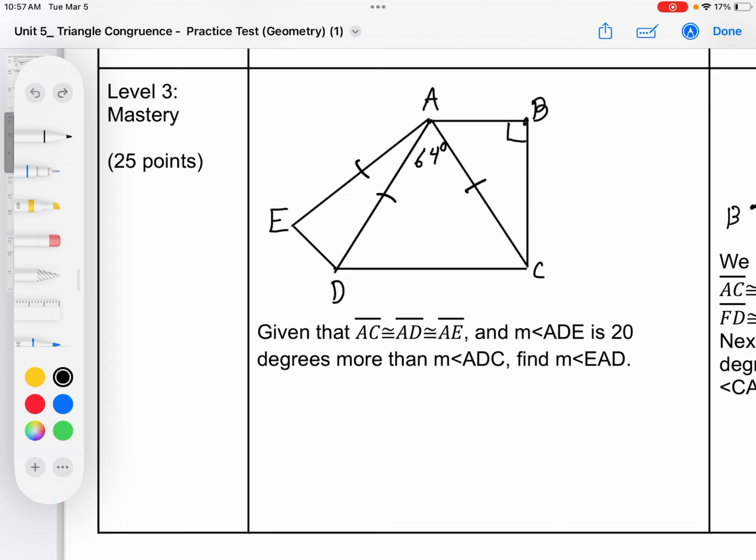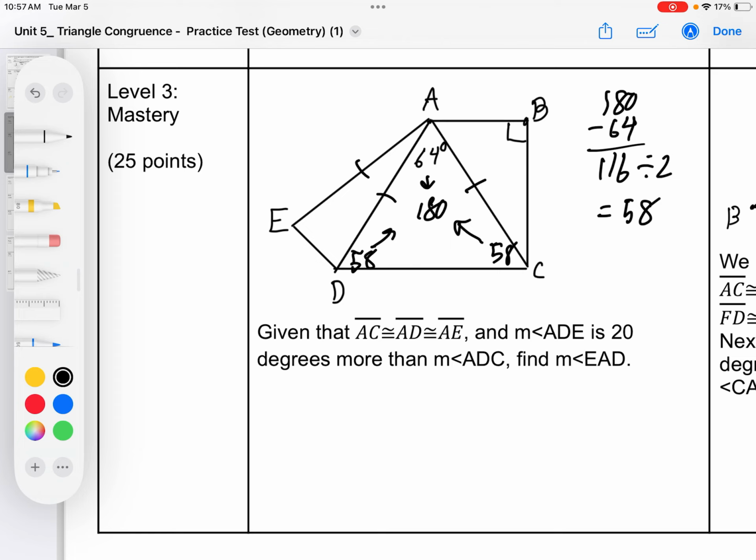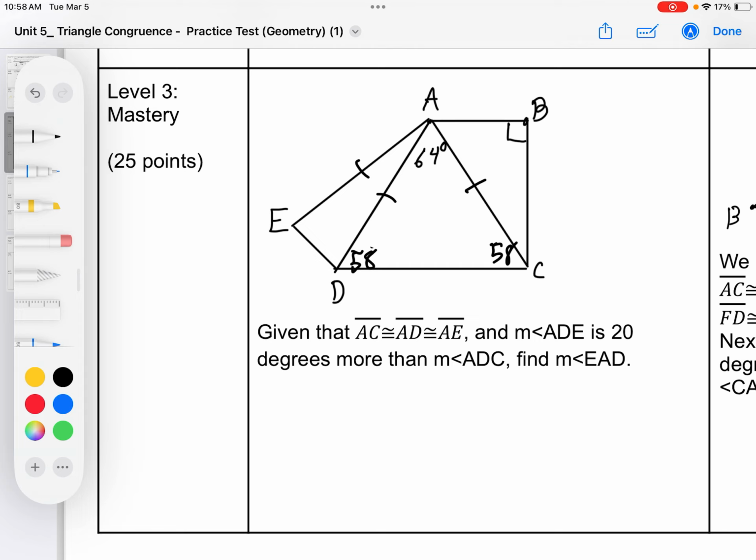If it's part of an isosceles triangle, then I can find the other two angles. Some people might think, oh, this is going to be 64 again. Well, no, it's not, because it has to total up to 180. They can't all be 64 if they're going to total up to 180. So we'll do 180 minus 64, which is 116, and divide that by 2 to get 58. So each of these angles is 58 degrees. If those are each 58 degrees, let's erase some of the extra things. Those are both 58 degrees.